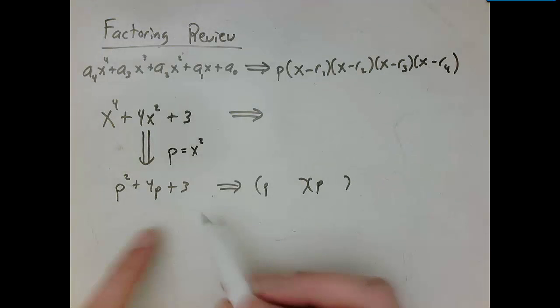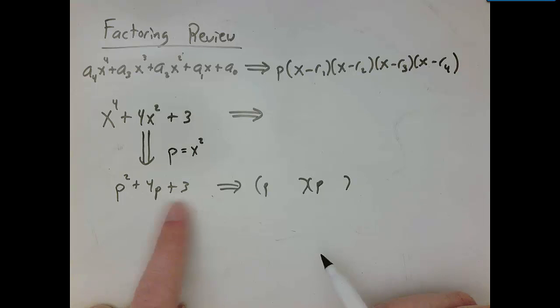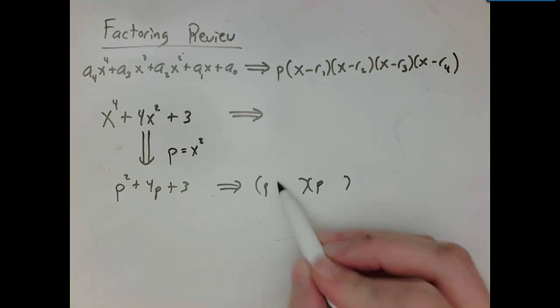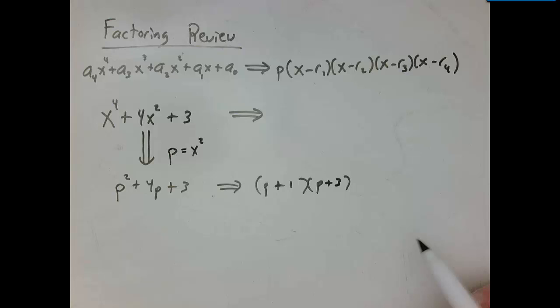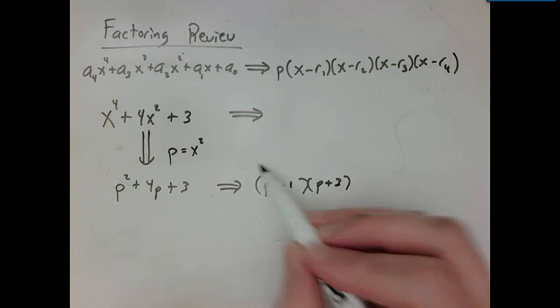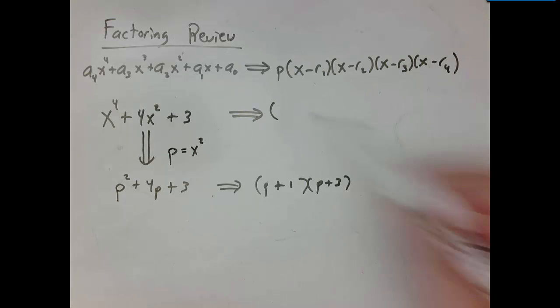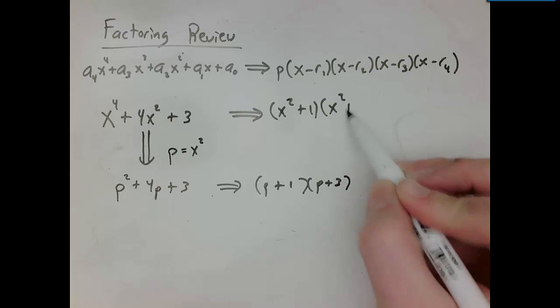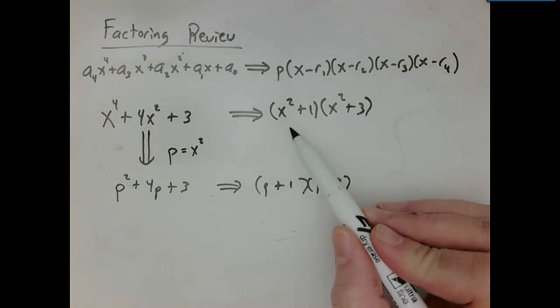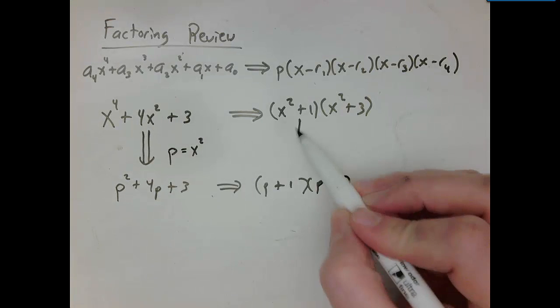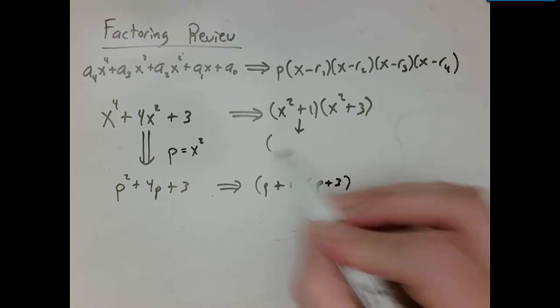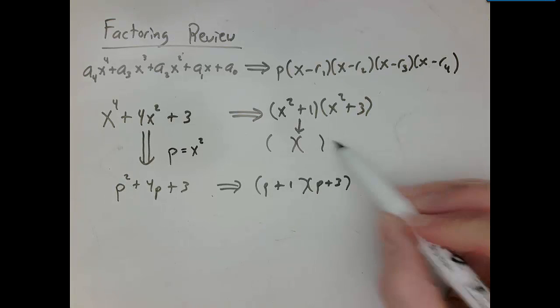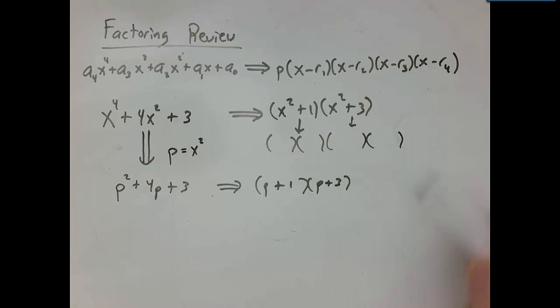So I need two numbers that multiply to be 3 and add to be 4, and clearly 1 and 3 do the trick. Then we can substitute back in for p, and that gives us that our original equation factors as x squared plus 1 and x squared plus 3. Each of these terms is a quadratic, so you might imagine that you could take that term and factor it into 2, and take this term and factor it into 2.